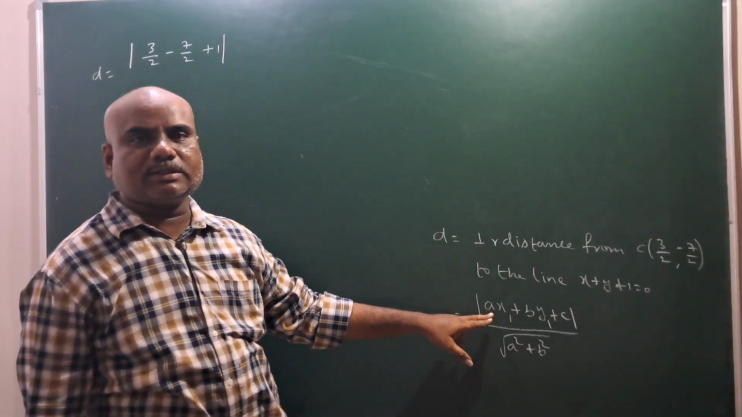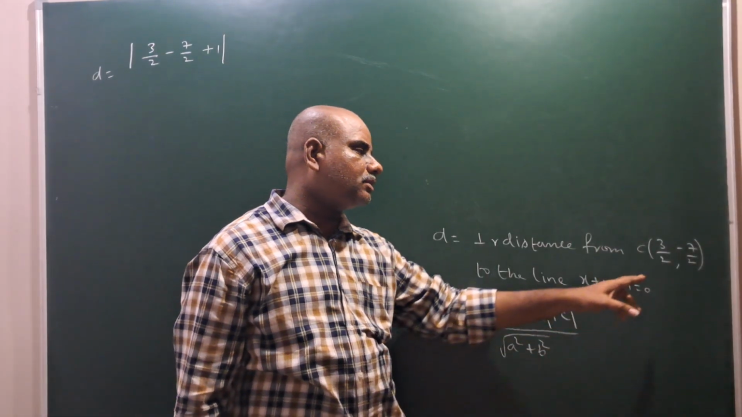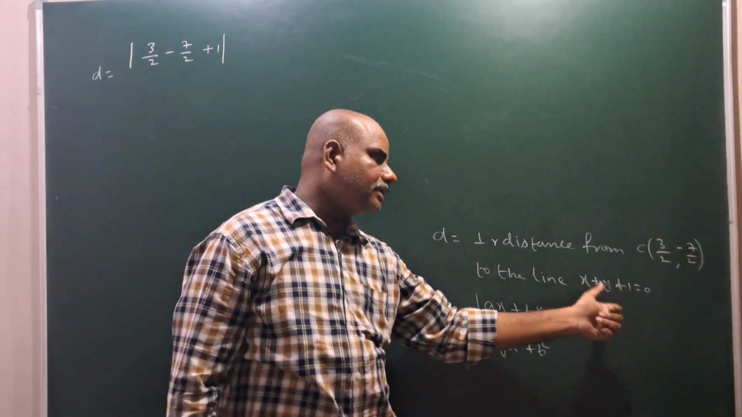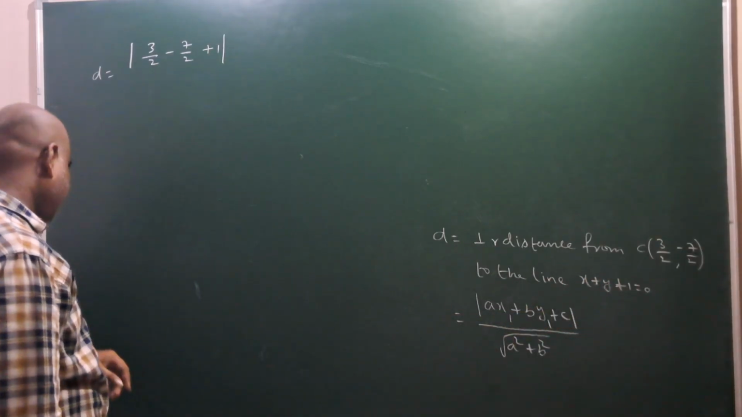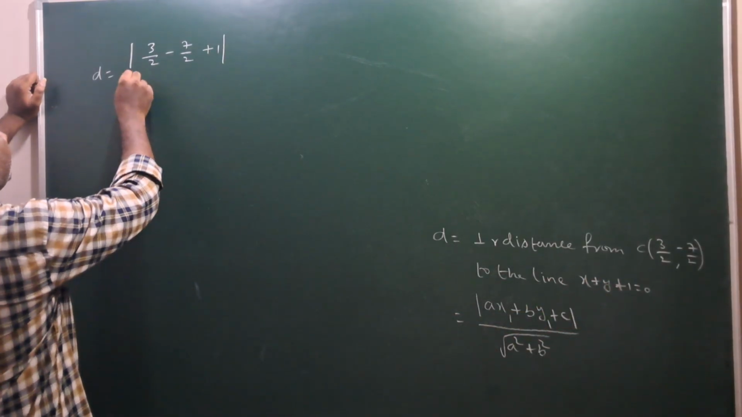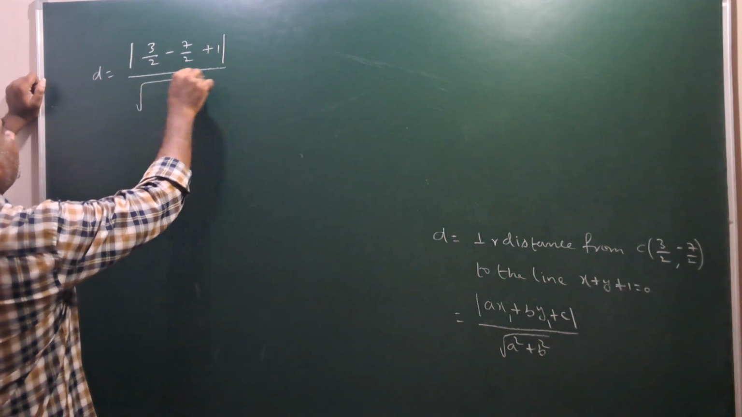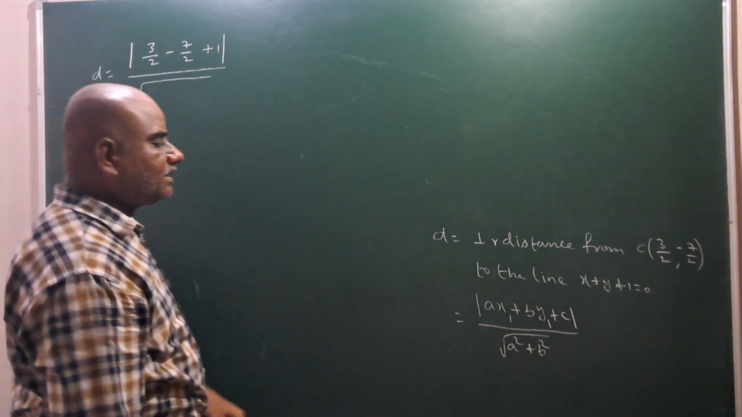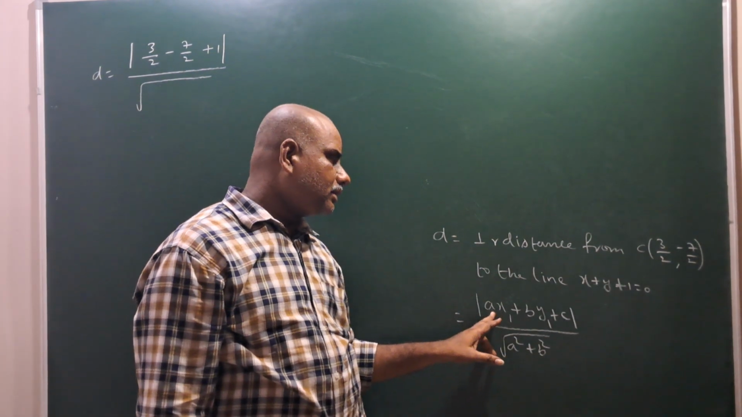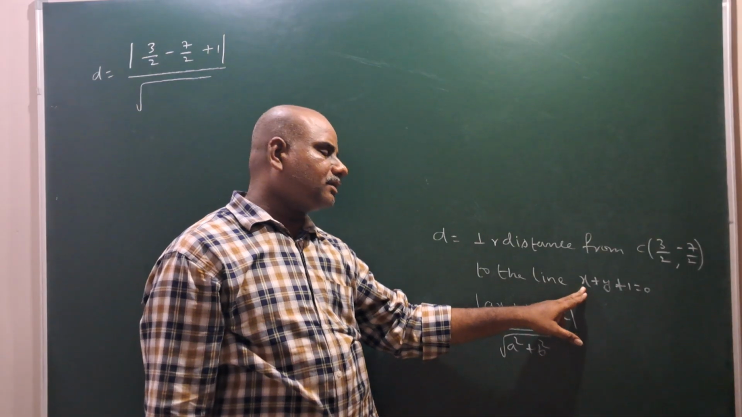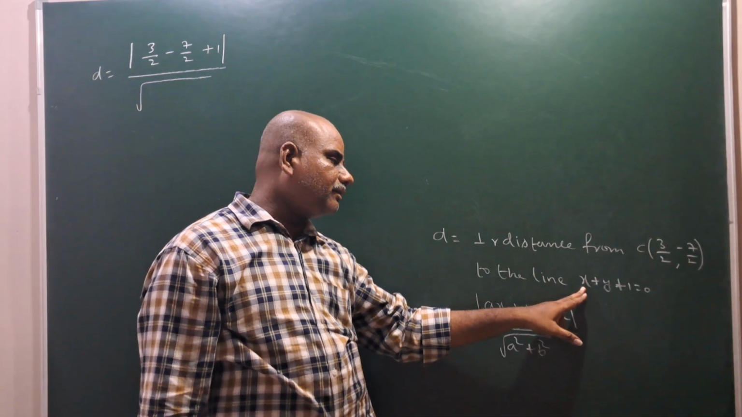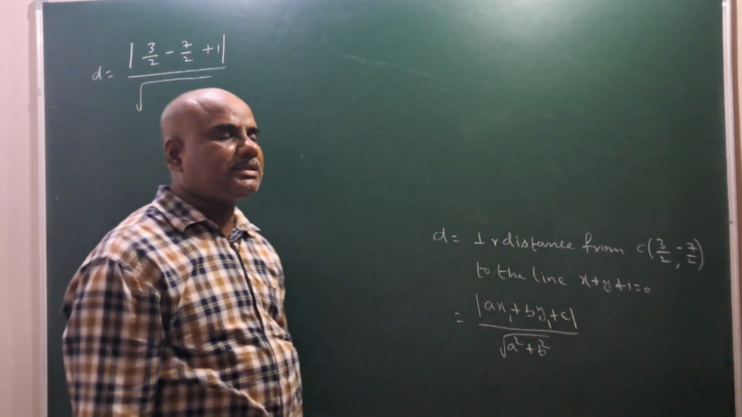So this is the meaning of ax1 plus by1 plus c: we just substitute the coordinates of center in this straight line. That is the meaning. And in the denominator, square root of a square plus b square. So a is the coefficient of x in the given straight line. What is the coefficient of x here? Here only one term is there, so a is equal to 1.